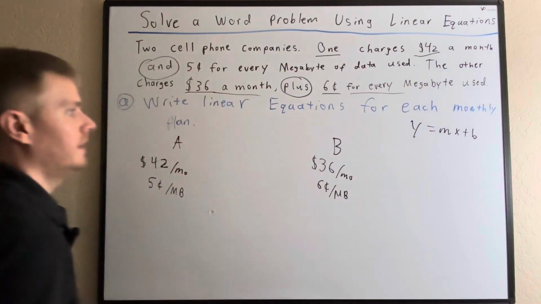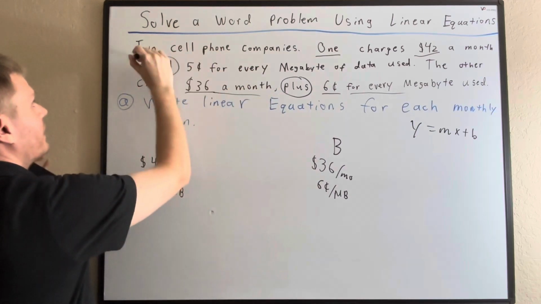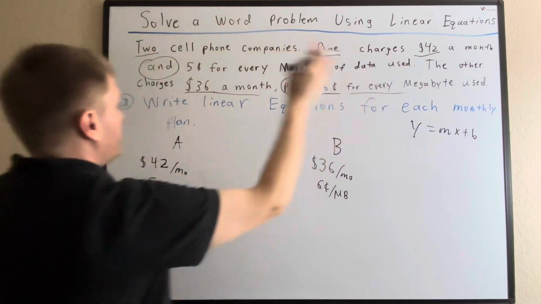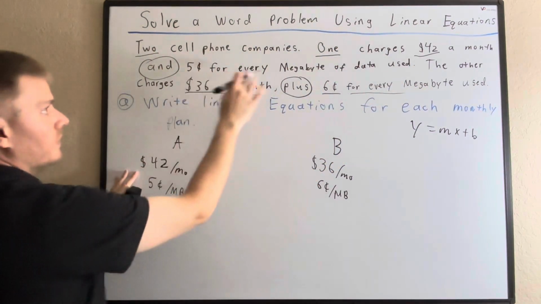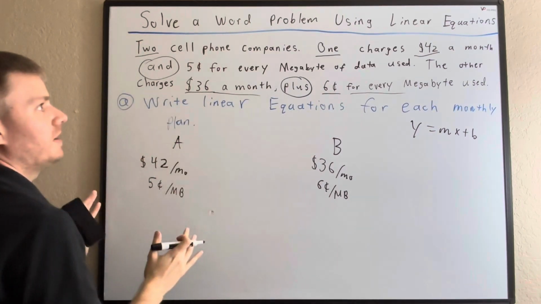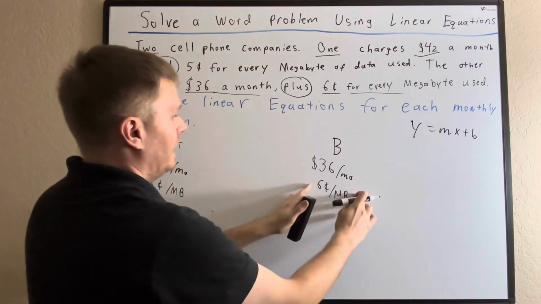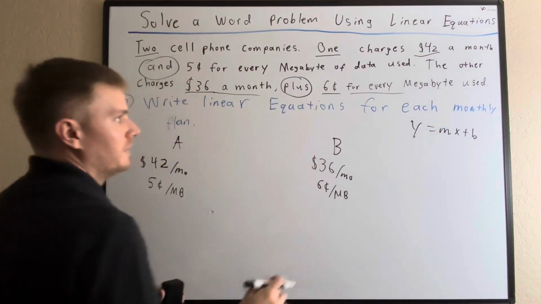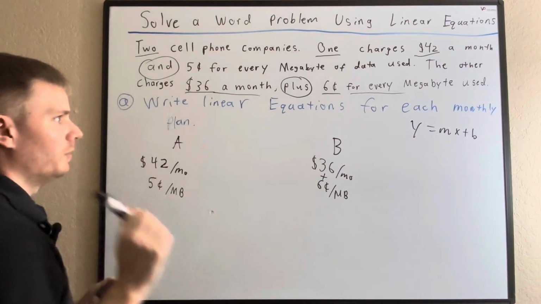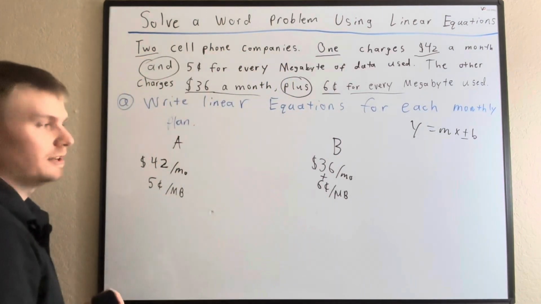That's what I like to do every time I get a word problem. I like to just write down what they tell me, all the big stuff. We got 2 cell phone companies, got it. One of them charges $42 a month, got it. 5 cents for every megabyte used. That's all the information they gave us on company A. And the other one, company B, charges $36 a month plus 6 cents for every megabyte used. Wow, that plus seems like it's important. So maybe we're adding them together. We are, just like there's a plus in the good old slope-intercept form.